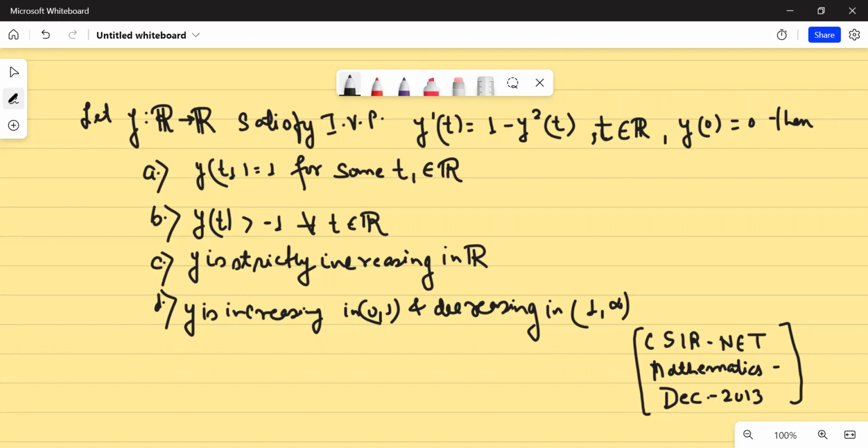Okay. So how to do this particular problem? Let us see. Let y be a function defined from R to R satisfying the initial value problem. IVP means initial value problem. y'(t) = 1 - y²(t), where t belongs to R and y(0) = 0. Then y(t1) = 1 for some t1 belongs to R, y(t) is greater than -1 for all t belongs to R, y is strictly increasing in R, and y is increasing in (0, 1) and decreasing in (1, infinity).